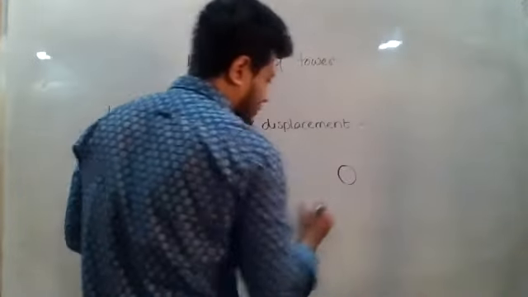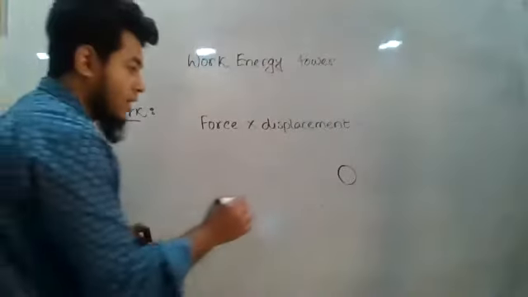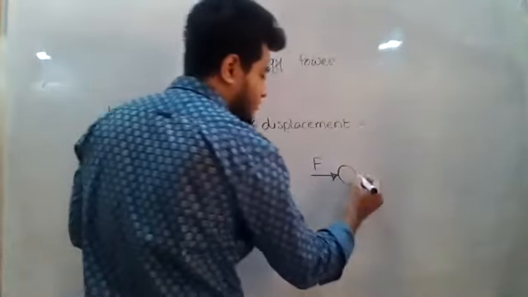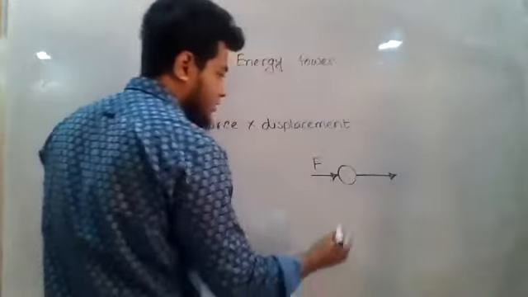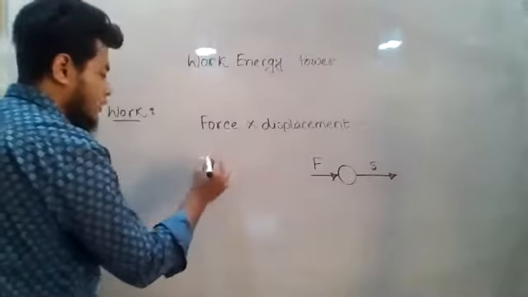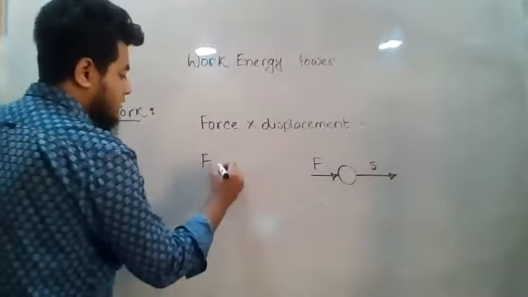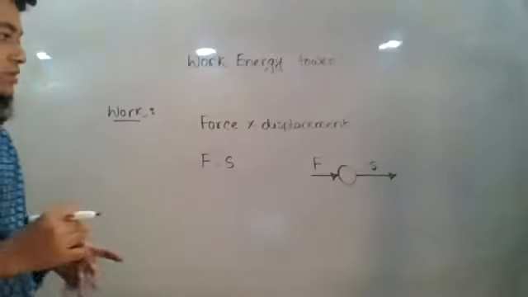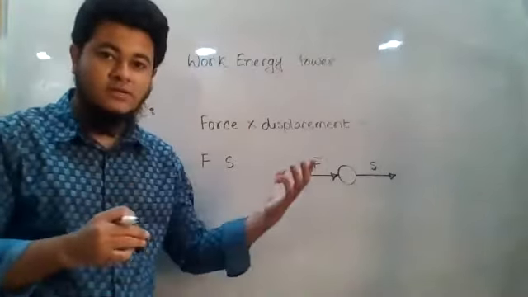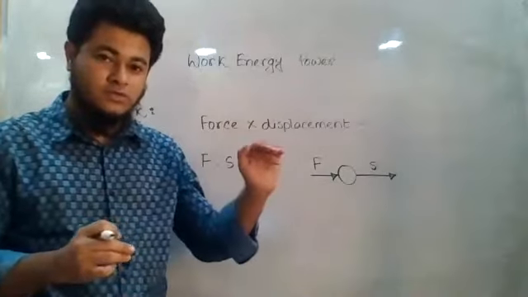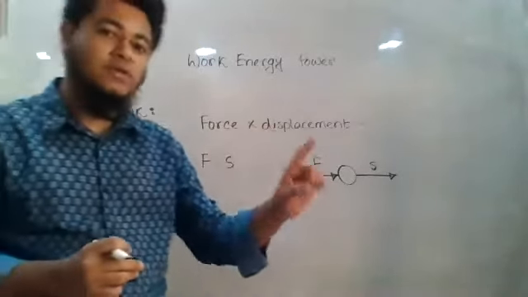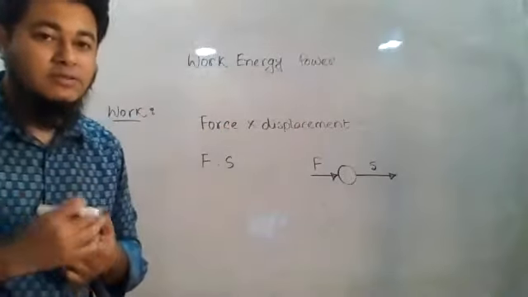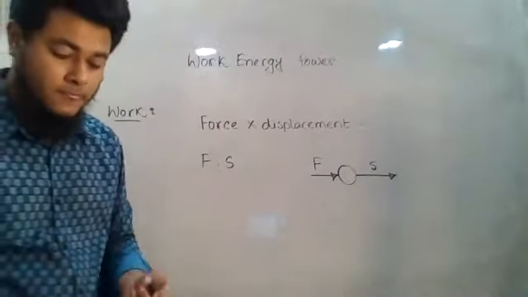If a body is like this, and you are applying a force on this in this direction, and the displacement is being caused in this direction, let us say the displacement is S, then you can say that the work done is F into S, no problem. This is the situation that we have studied till now, that we are applying the force in a certain direction and the displacement is taking place in that direction. But what if the displacement is taking place in some other direction? Then what will happen?